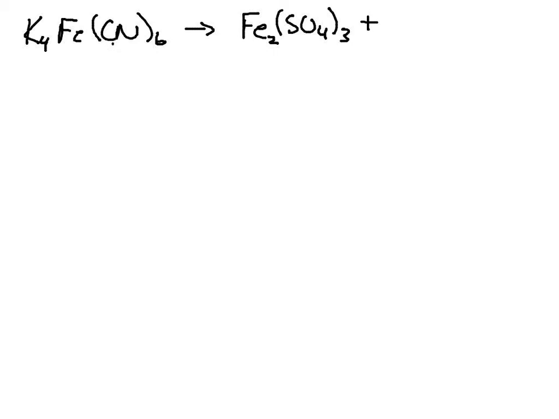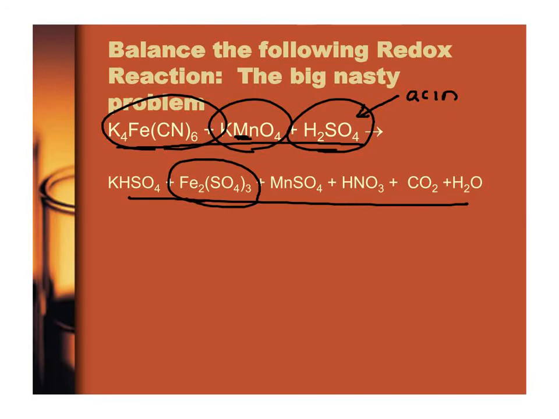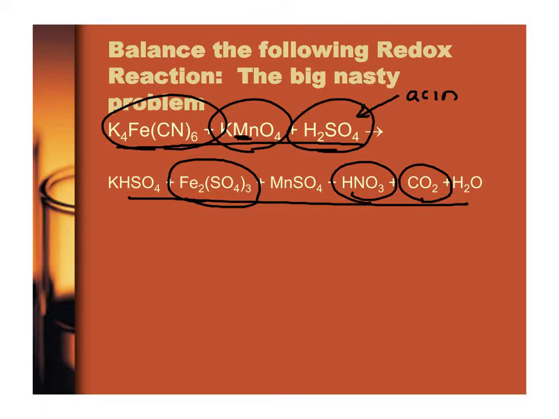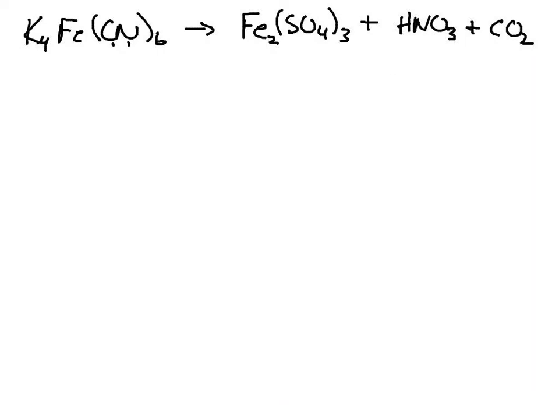I'm going to need the carbons and the nitrogens taken care of. So the carbons are here, and the nitrogens are in the nitric acid. So I'll need nitric acid and carbon dioxide. So HNO3 plus CO2. Good. And I need the potassium. Here's the potassium. So I'm going to put the KHSO4 on this side too.